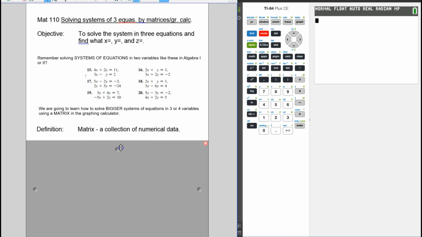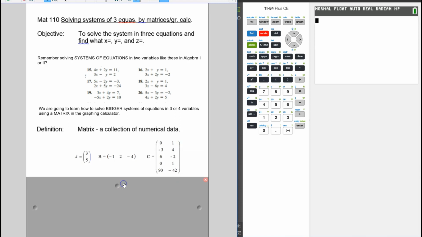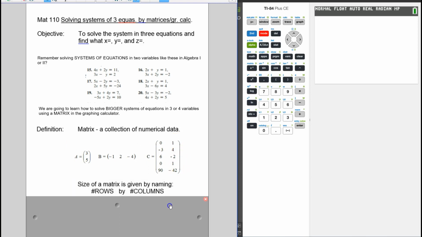A matrix is just a collection of numerical data. It's sort of like an old-fashioned paper and pencil spreadsheet. If you could picture this being like in Excel. The size, or we also call it the order of a matrix, is the number of rows by the number of columns. You have to be sure that you got it in that order. Rows go sideways, columns go up and down.